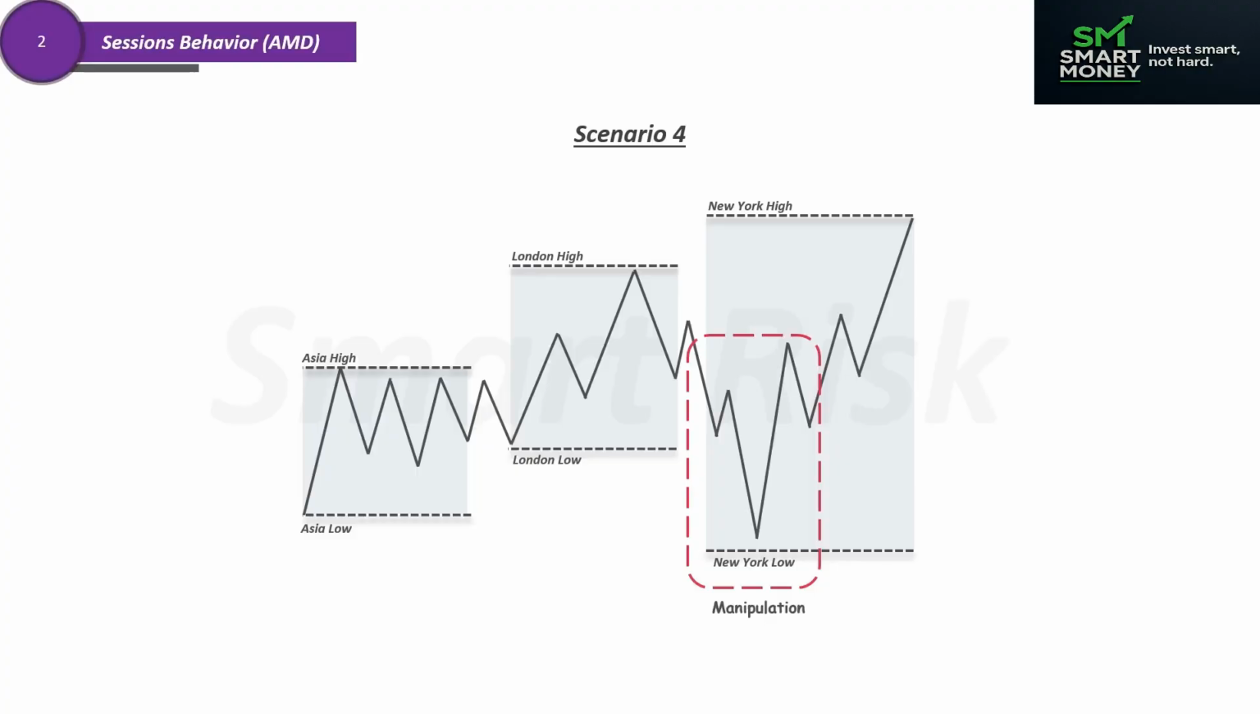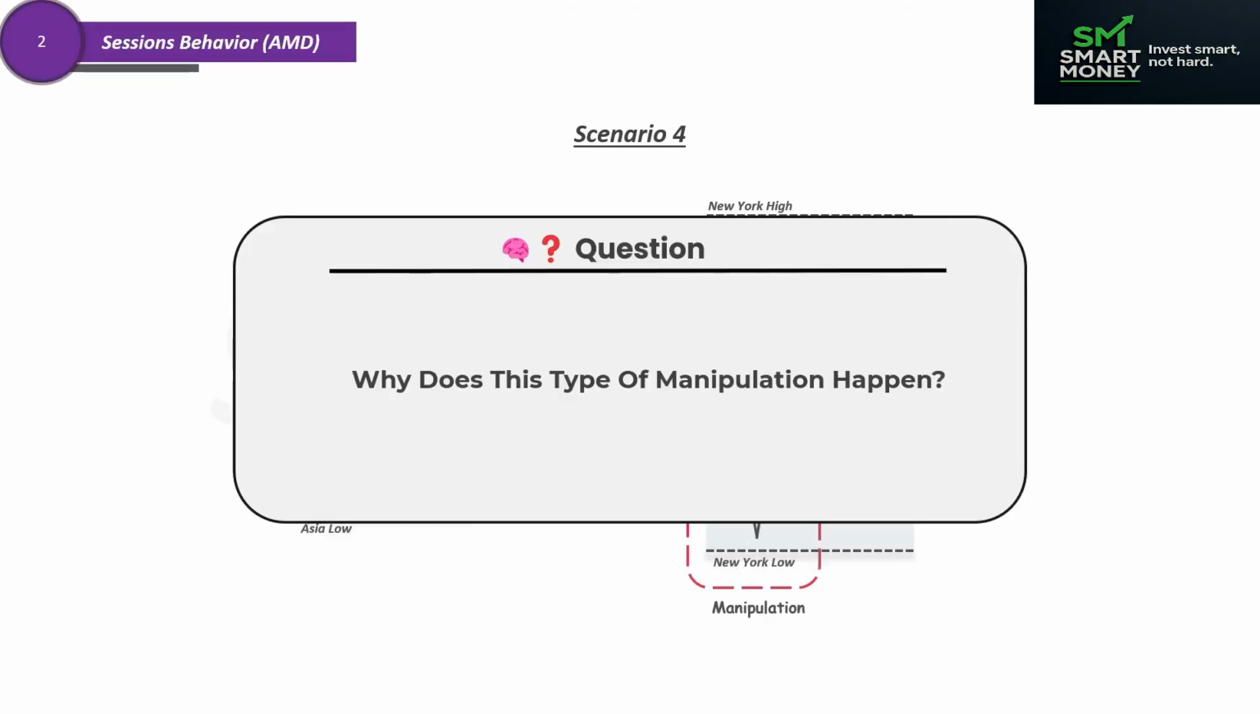That's why our main focus should only be on spotting signs of manipulation around the opening of every major session or kill zone, because that is exactly where we build our trading plan and align ourselves with institutional money instead of trading against it. Now you might ask, why does this type of manipulation happen?